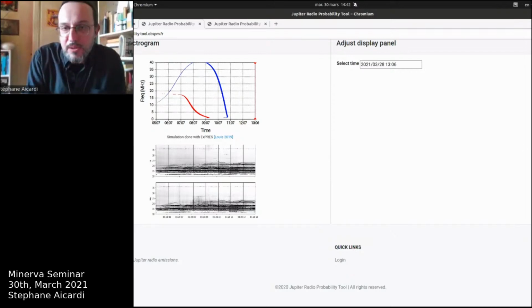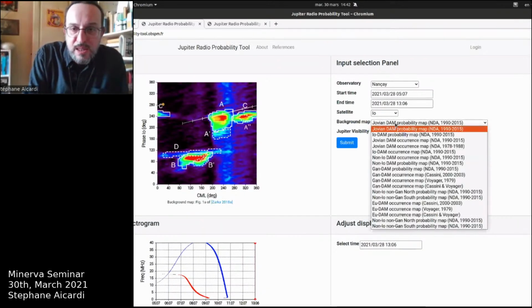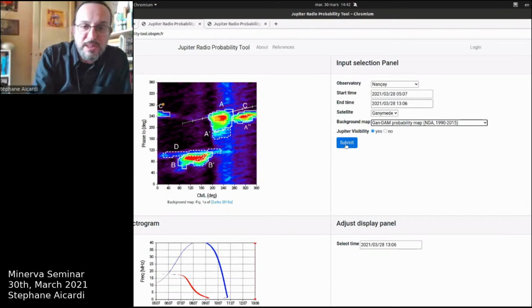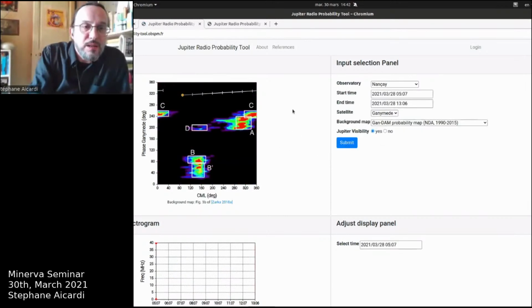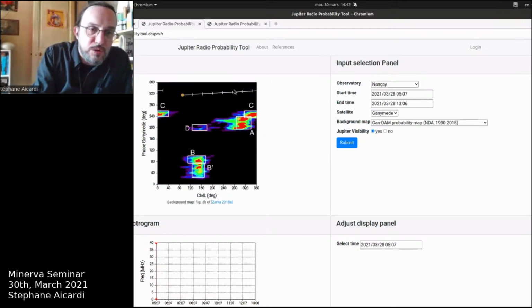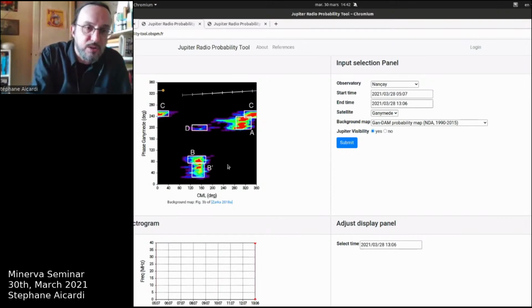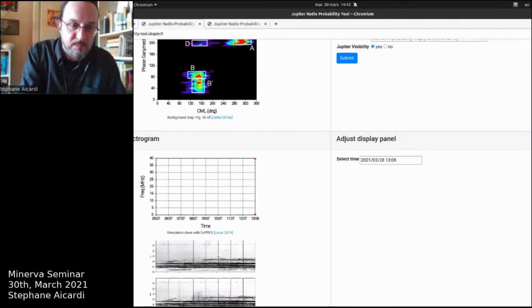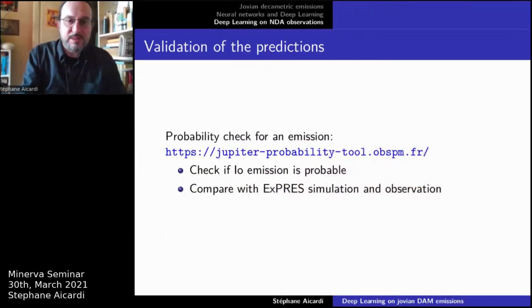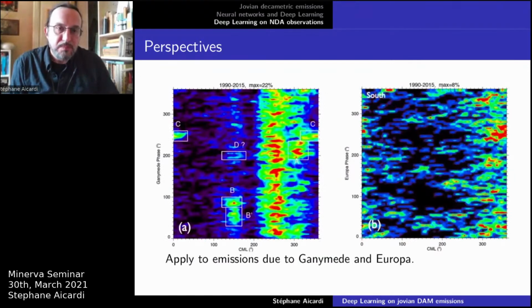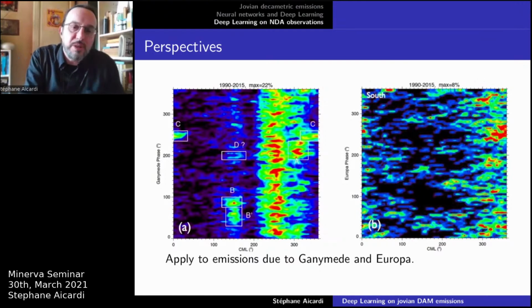And then we can also try to see if it's linked to Ganymede. Here we can see that obviously it shouldn't be the case because it's outside all the boxes. And so the next stage would be to apply this work to emissions due to Ganymede and maybe Europa.